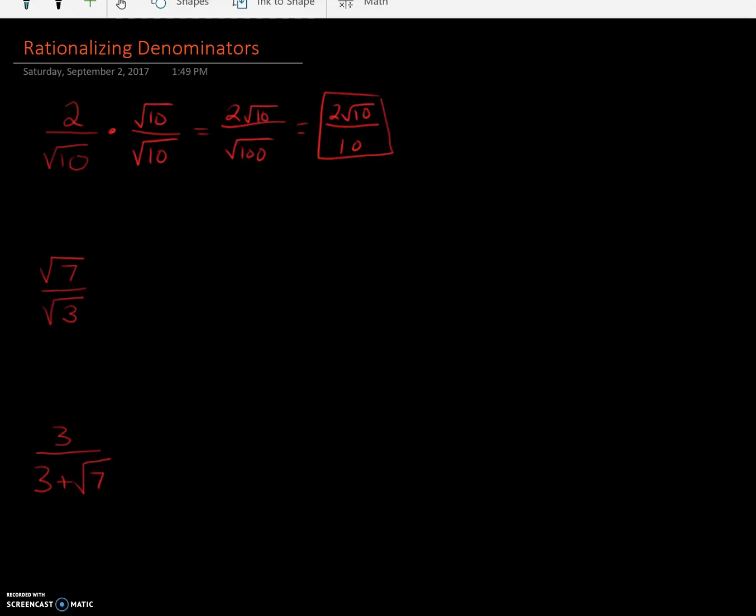Now we don't have a radical. That was our goal. The goal was not to have a radical. No radical in the denominators.